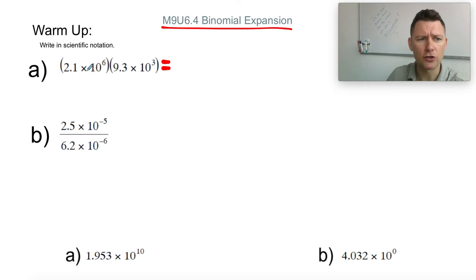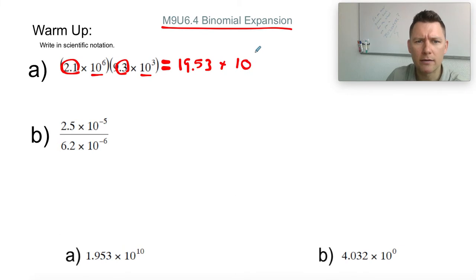So we can multiply the 2.1 times the 9.3, and it gives you 19 something. Oh, 19.53. And then we multiply these pieces. And then you can multiply these pieces, and when you multiply those, you just add their exponents. Now that's great, but it's not scientific notation. What we really want to do is move this 1 backwards. So this becomes 1.953 times 10 to the 10th.